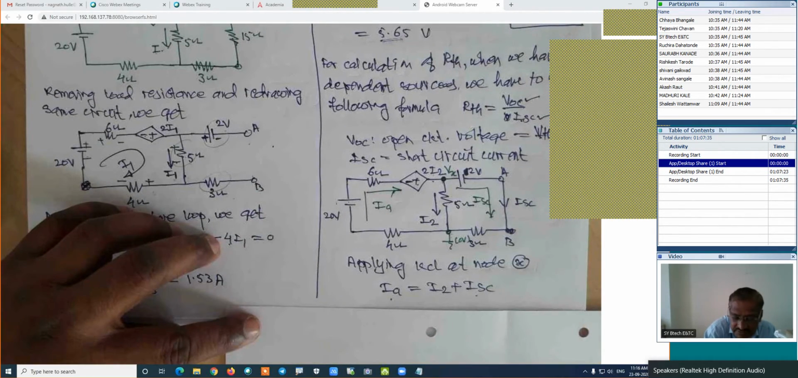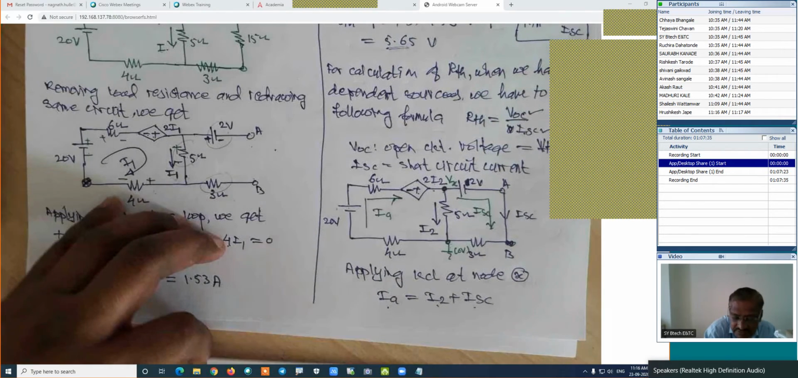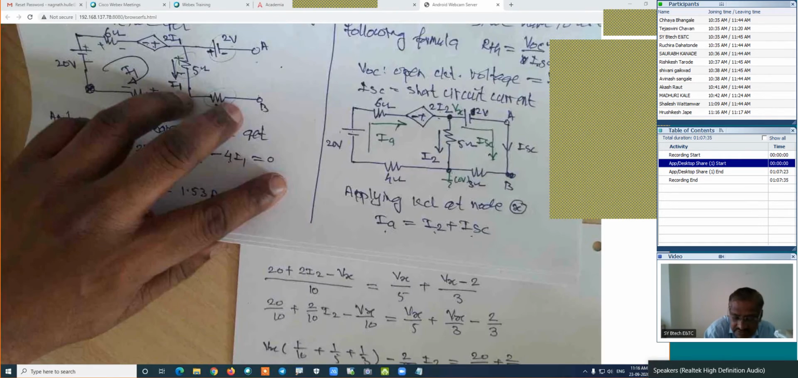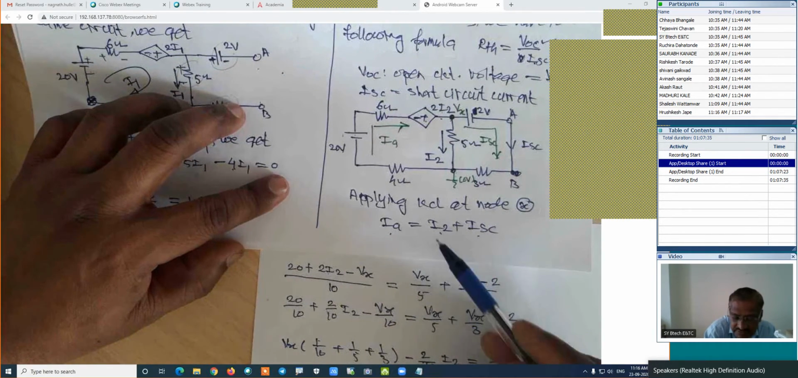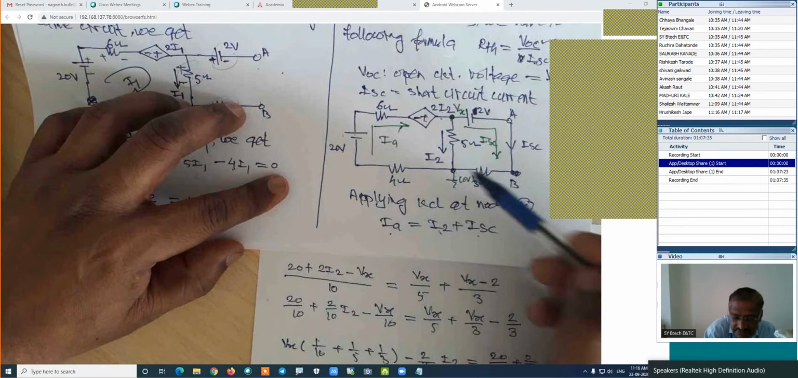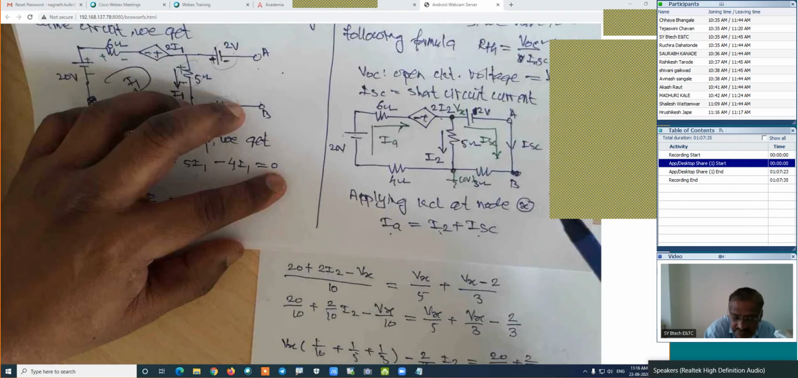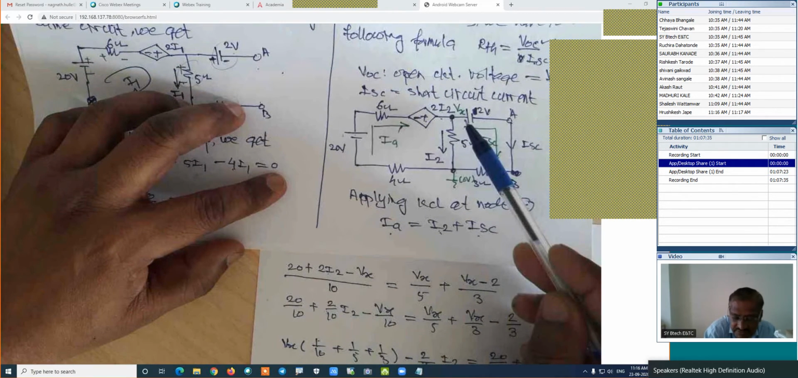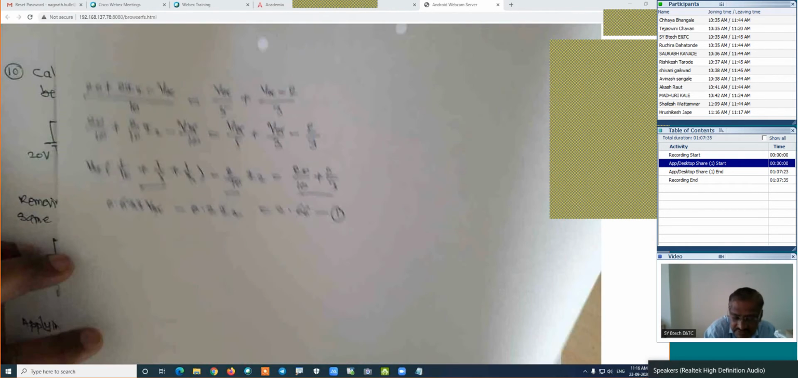Already we have calculated the equation for I2. What is that equation? I will show here. Already we have calculated the equation for I2, which is Vx divided by 5. Because we have to prepare another equation, what is the next equation? The next equation is I2 is equal to Vx upon 5, and we can simplify that equation.